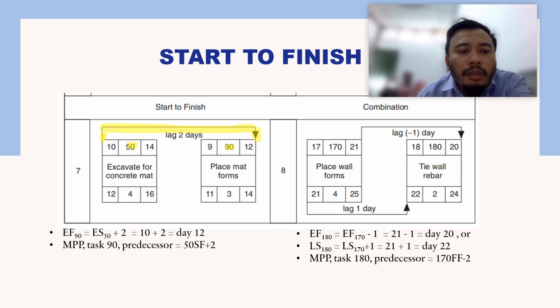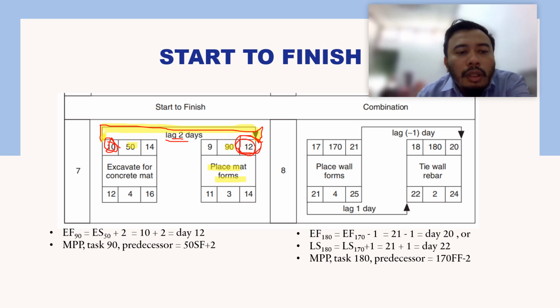Activity 50 is excavate for concrete mat. You do excavation for the pad foundation or mat foundation, and then you place form mats, you place the formwork. So the relationship is from the earliest start to the earliest finish. At day 10, activity 50 starts. With a lag of 2 days, in 2 days' time activity 90 needs to finish, which is at day 12.